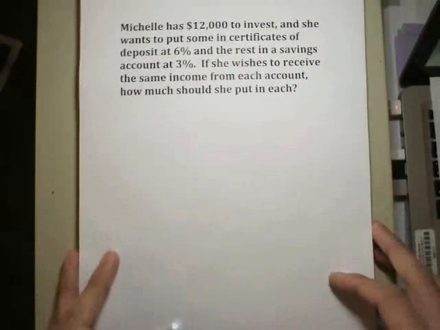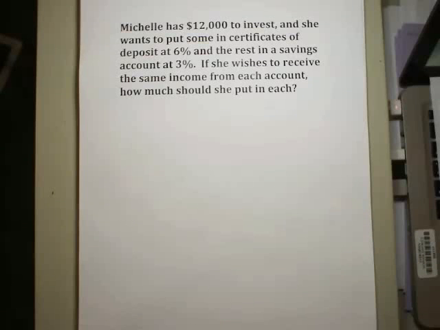Okay, so one more example. Here's a different variation to the problem. I want to make sure you understand what's going on, but we are using the same model. So right here, Michelle has $12,000 to invest. She wants to put some in certificates and some in a saving account.